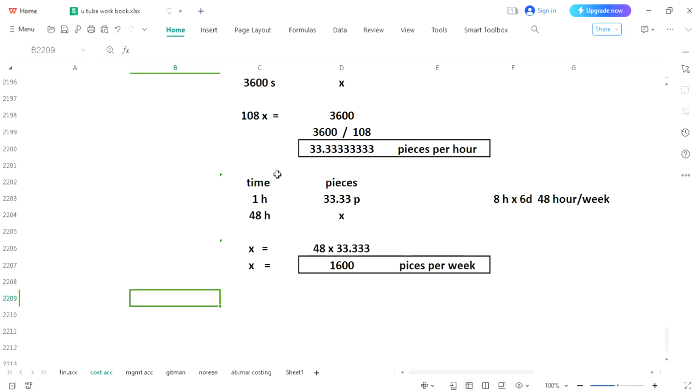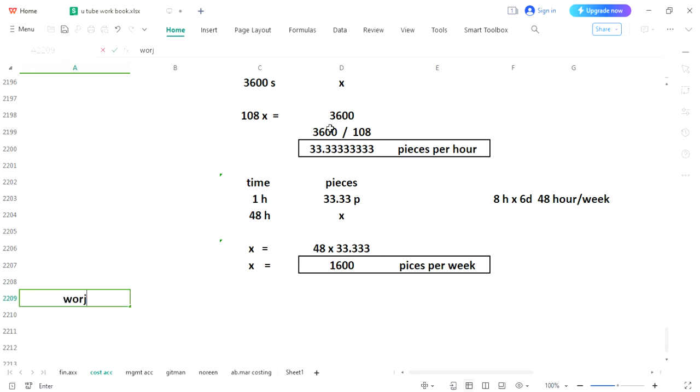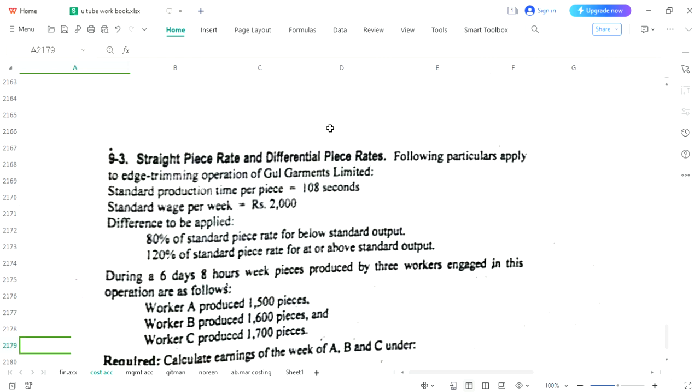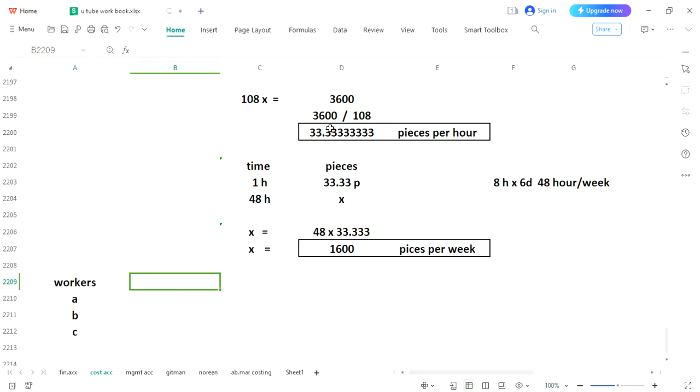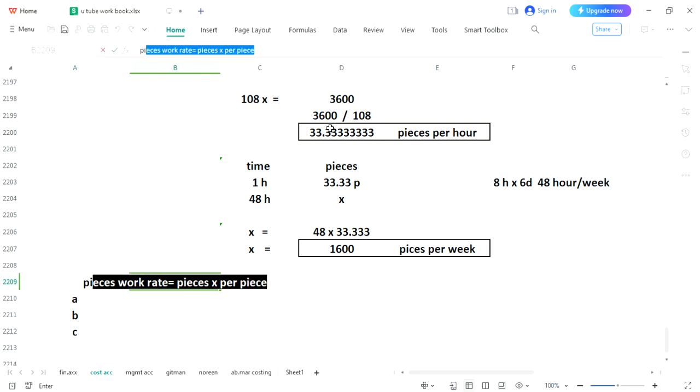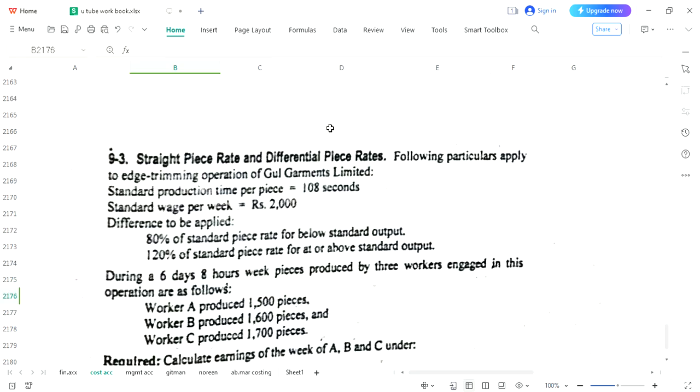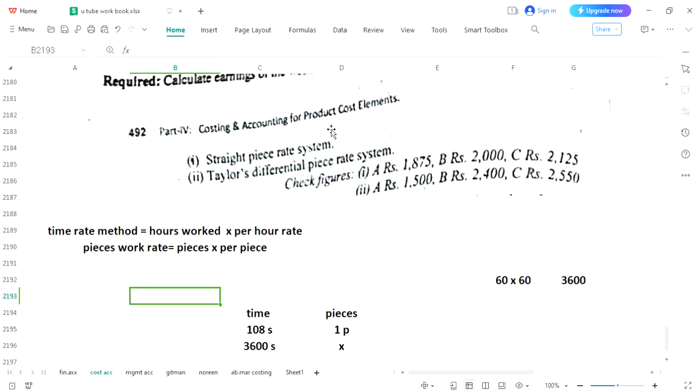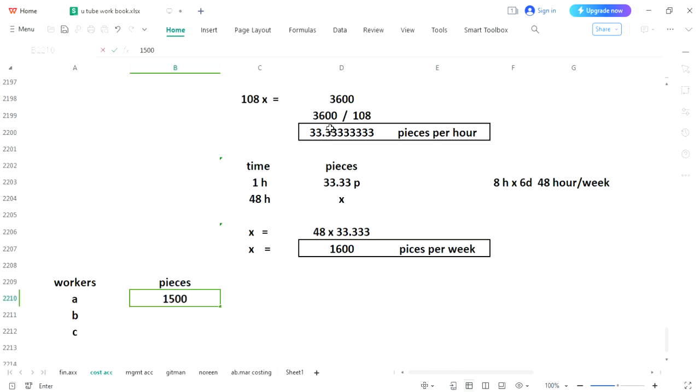First we will mention how many workers are working. I think A, B and C. There are 3 workers, and they have produced some number of pieces. Worker A had produced 1500, worker B 1600 and worker C 1700.